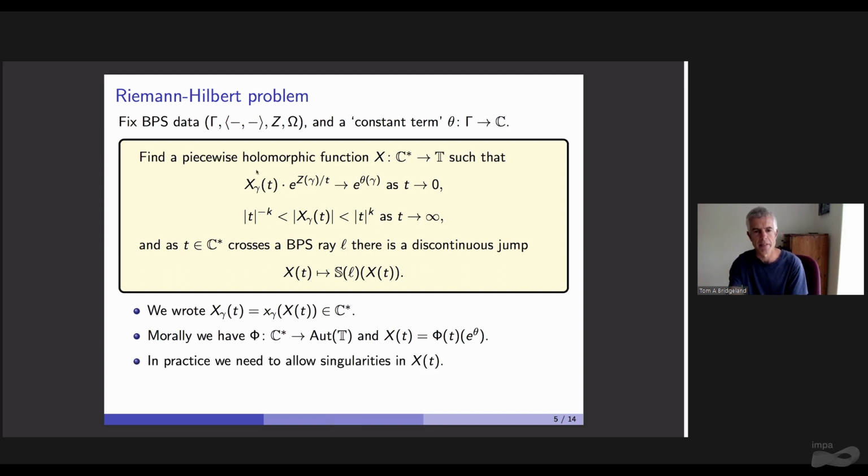And in practice, I've said holomorphic here, but when you study examples, you realize that you actually have to allow singularities in this thing at certain values of t. And it's interesting to try and understand that.